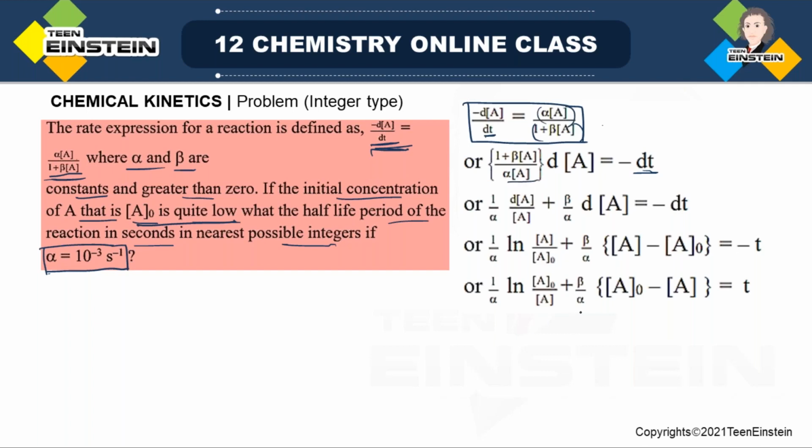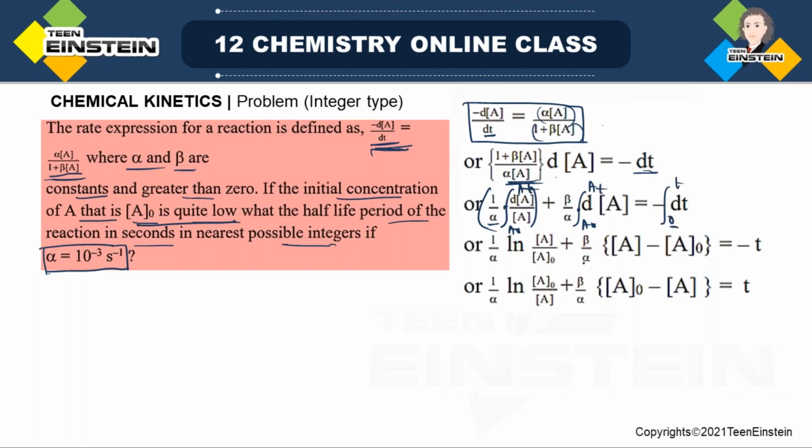Now if we separate these two parts, that is 1 by alpha A into dA, this is the first term, then beta by alpha into dA. Now we will do integration. Alpha is constant, so it will not be included in integration. Beta and alpha will also be outside of integration. And here the limits will be, see, initial concentration is A naught, so A naught to At. This is also A naught to At. And here it is 0 to t.